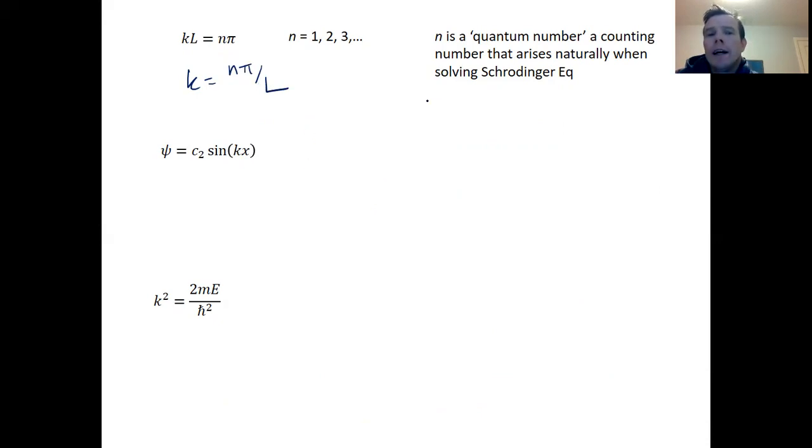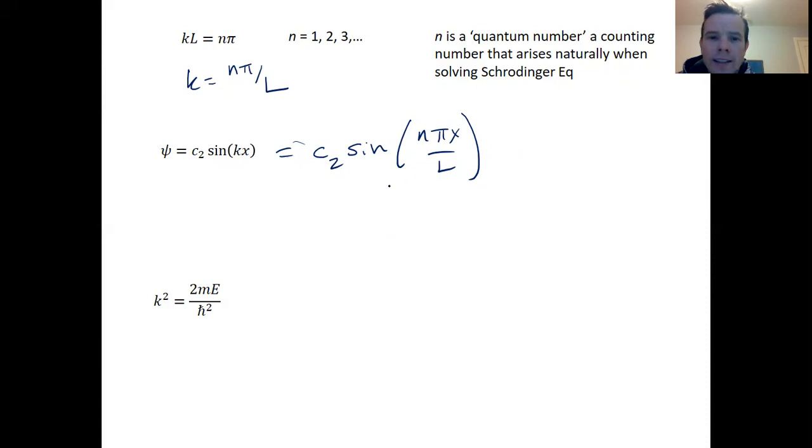I want to emphasize to you here that n is what's called a quantum number, right? It's a counting number that arises naturally when we solve the Schrodinger equation. So it just shows up naturally from the nature of the Schrodinger equation and the wave nature of particles. Once I have this expression for k, I can plug it into this. This is one equation with one unknown.